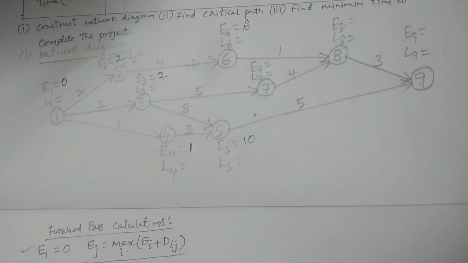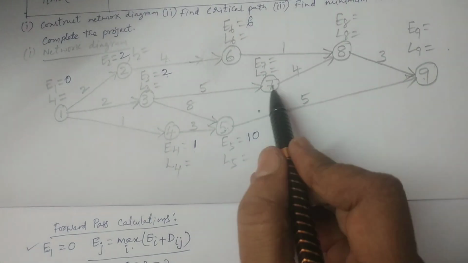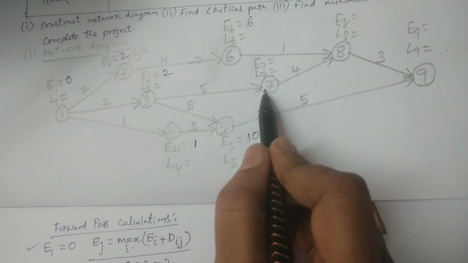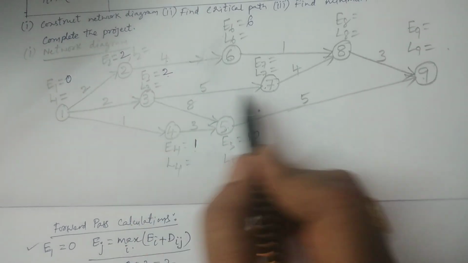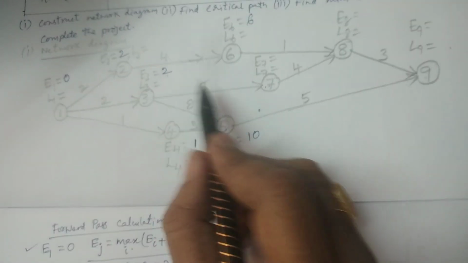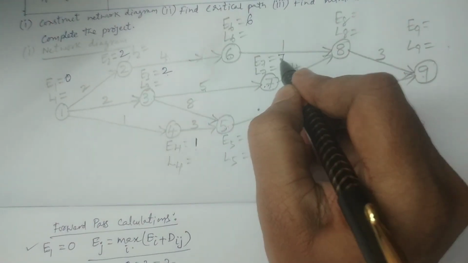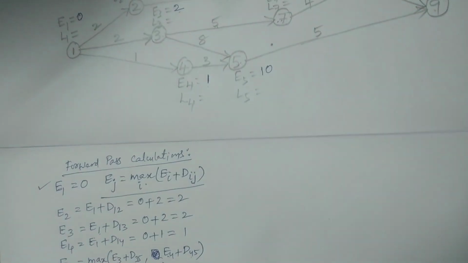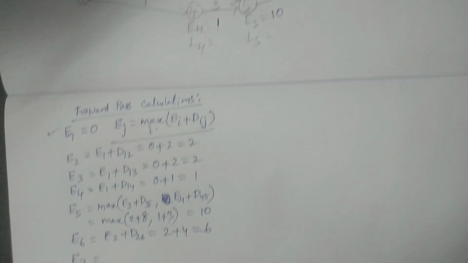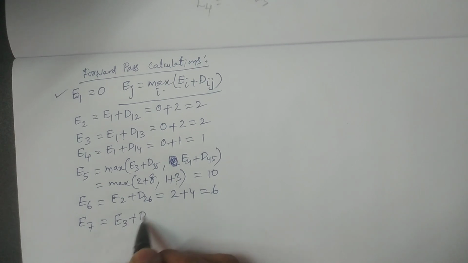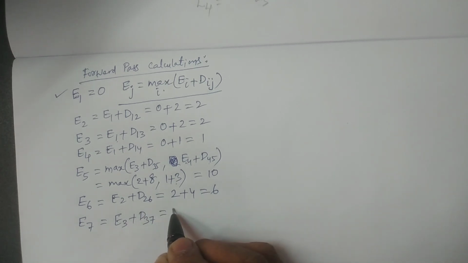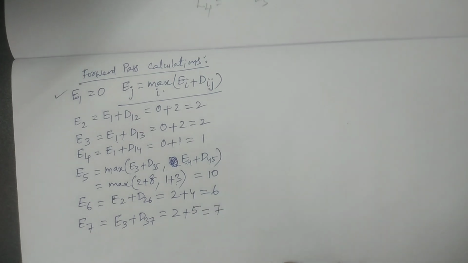Next 7. E7 is also connecting from one particular event, that is 3 to 7. Connectivity is 3 to 7; the activity is connected from the third event. So E3 is 2 plus 5, it is 7. I'm writing the E7 formula from 3 to 7: E7 is equal to E3 plus D37, E3 is 2 plus D37 is 5, equal to 7.